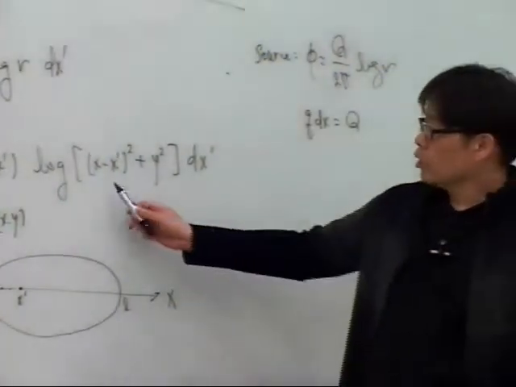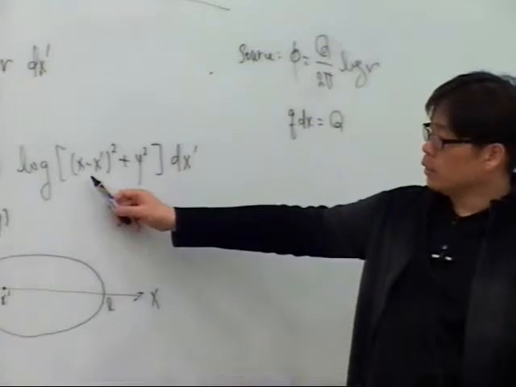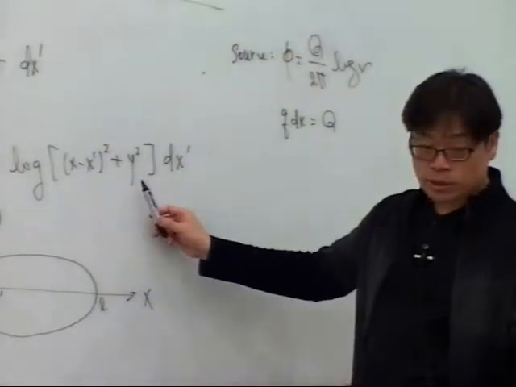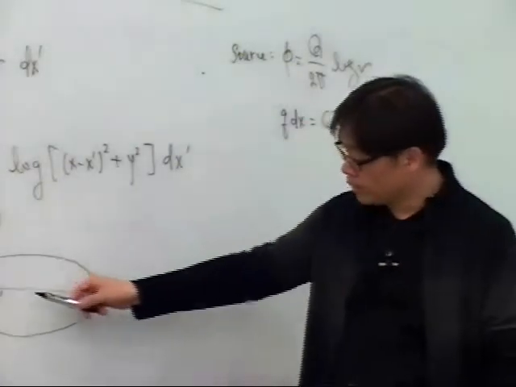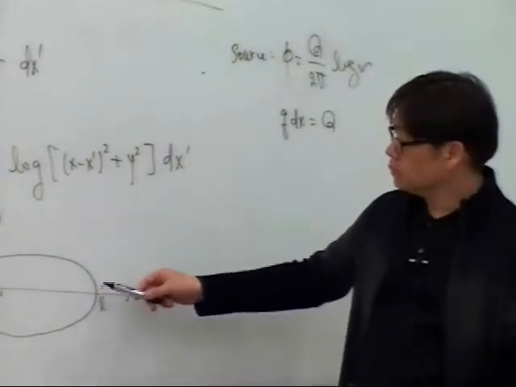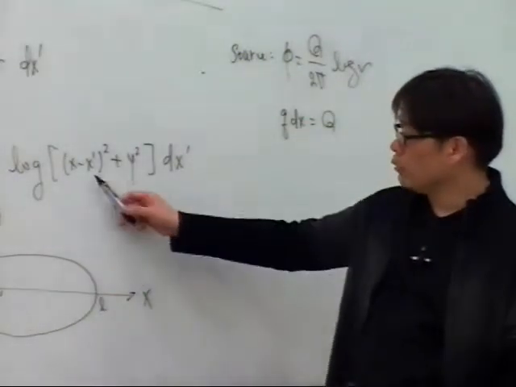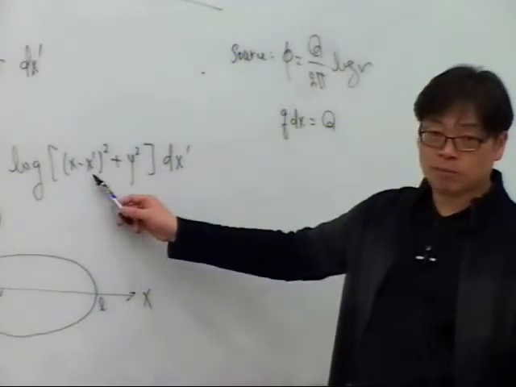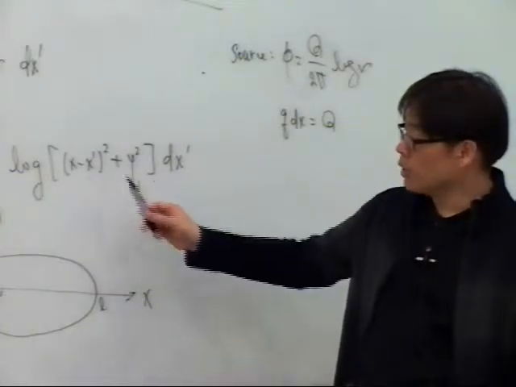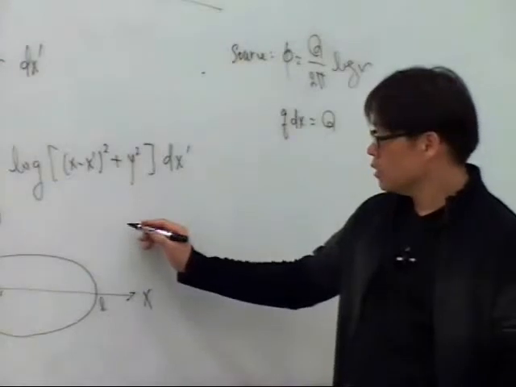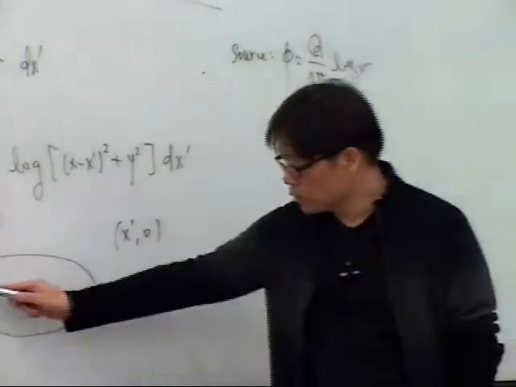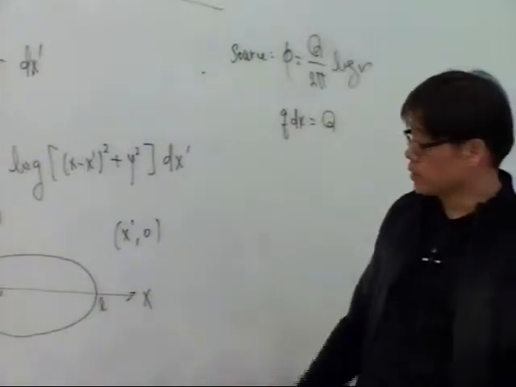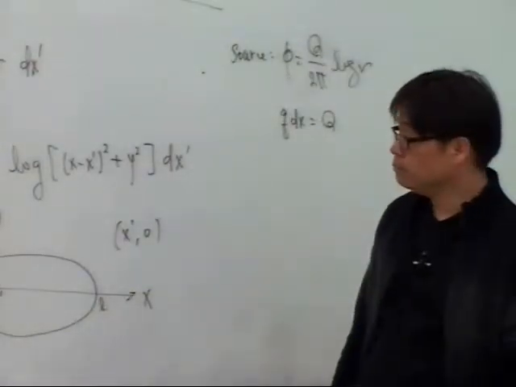And so if the source is sitting at the origin, I have x squared plus y squared, which is r squared. Since each source is located at a different position, therefore I have x minus x prime. Okay, so x prime is the location, because the sources are located on the x-axis. So the y coordinate is always 0.